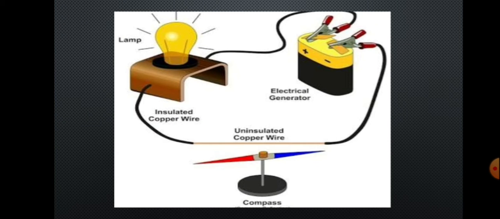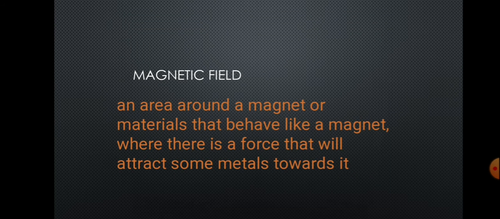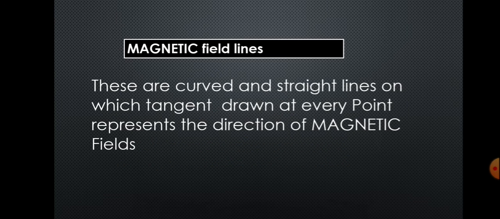First of all, this is the electric circuit showing the production of a magnetic field due to current passing in the circuit. Next is, what is a magnetic field?